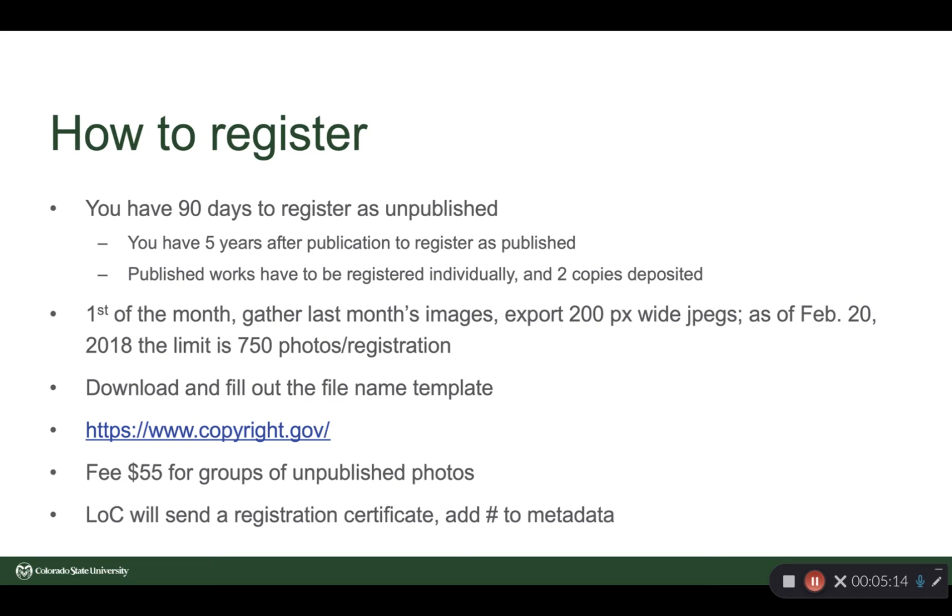Download and fill out the file name template from the Library of Congress's copyright site. It's www.copyright.gov. There's a fee of $55 for groups of unpublished photos. Sometime later, the Library of Congress will send you a registration certificate and add that registration number to the metadata of the images so that, again, if you're infringed, you can go to your file cabinet, pull out the right certificate, and send somebody a nastygram.